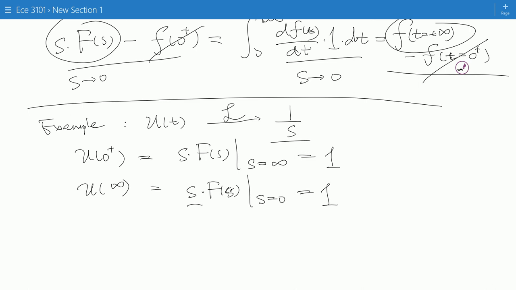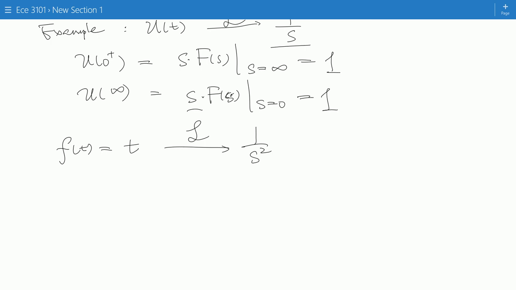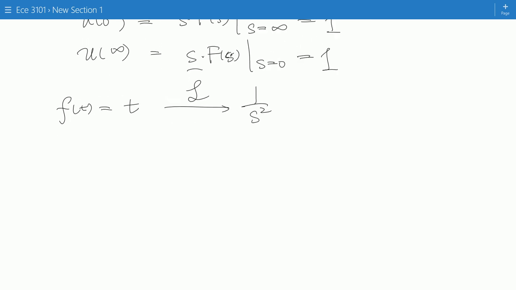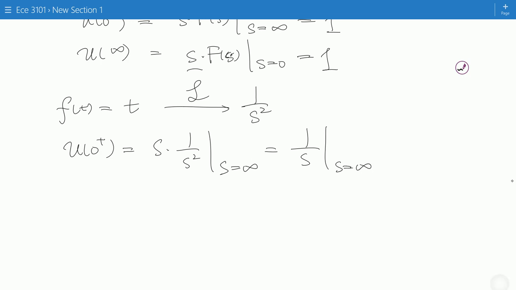Now, let's change it a little bit. Let's change it to f of t equal to t, our ramp function. The Laplace transform of the ramp function is 1 over s squared. We can see this in the table 7. What does this mean? If we use the initial value theorem, of s times 1 over s squared, evaluated as s equal to infinity, we have 1 over s, one of them is cancelled, evaluated s equal to infinity, which is 0.